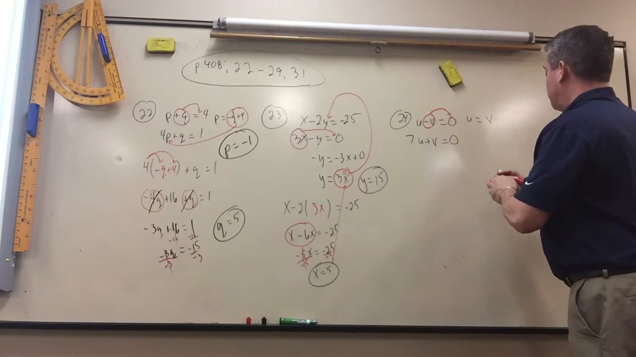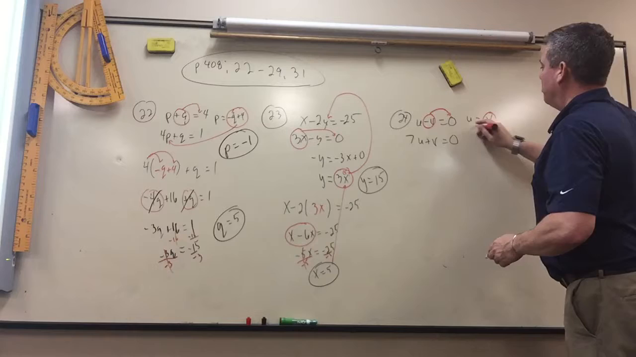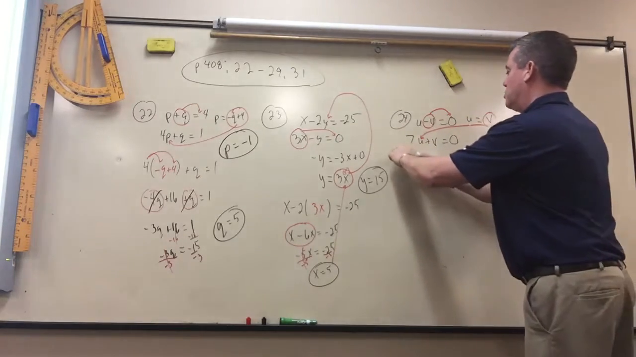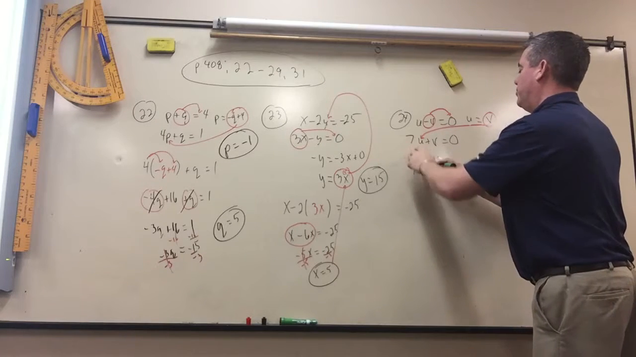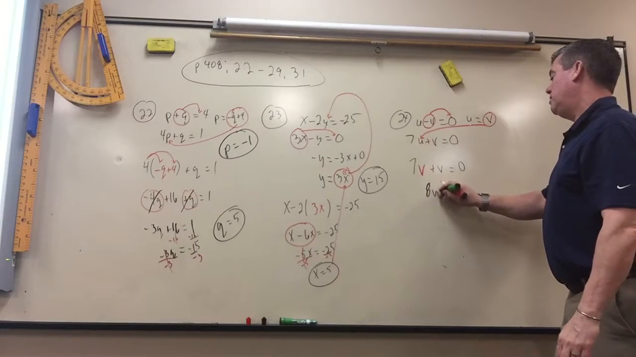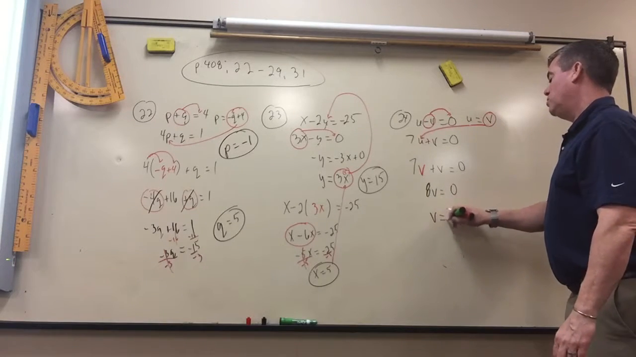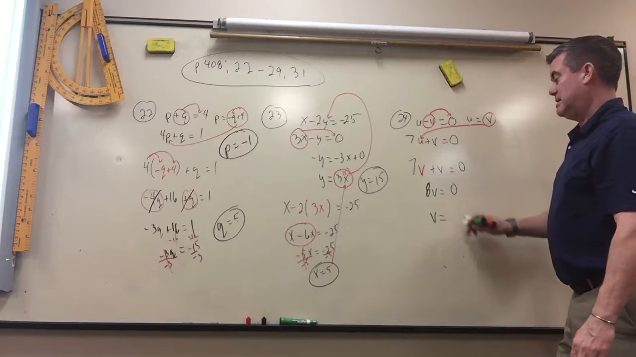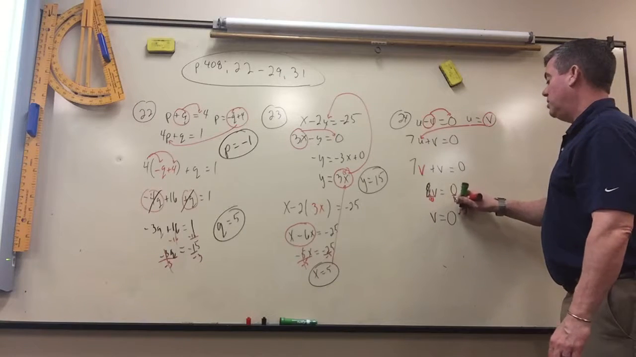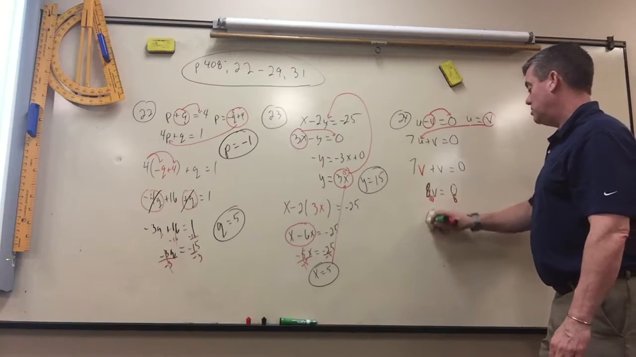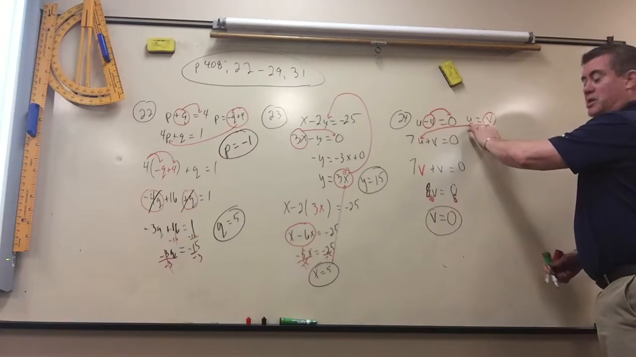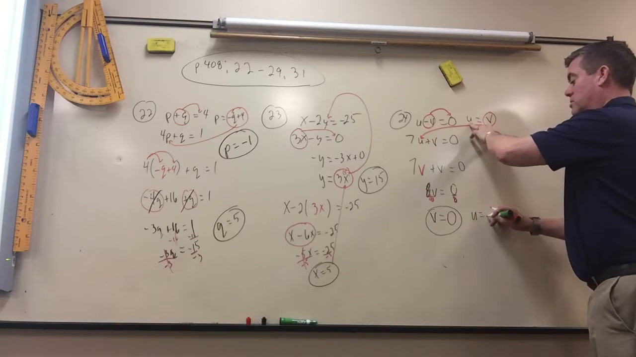So that just means I put a v in place of the u because they're equal to each other. So this would be 7v plus v equals 0. 8v equals 0. So what does v equal? 0. Because you'd have to divide by 8, and you'd get v equals 0 divided by 8, which is 0. And we already know that u and v are equal to each other, so that means u is 0.